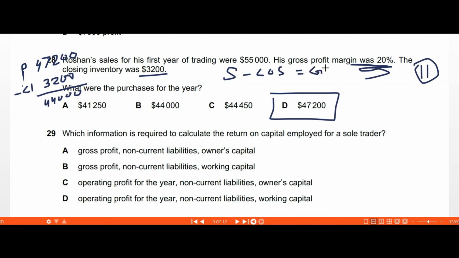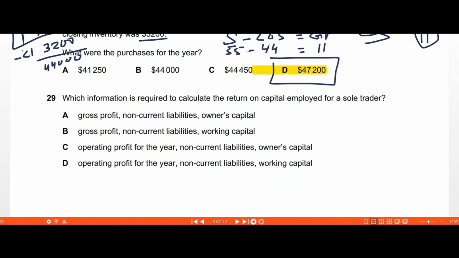So gross profit margin was given to us as 20%. We know gross profit is 11 and sales is 55, so obviously the difference is 44. That will give us the value of gross profit as 11. So one thing is leading to another. We're just going backwards to calculate the final amount of purchases, which is coming as 47,200.